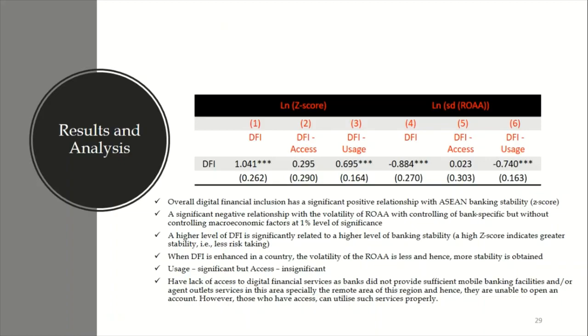So we see here that usage and overall digital financial inclusion are quite significant, whereas access is not significant for this region. It could be due to a lack of access to digital finance, as banks did not provide sufficient mobile banking facilities or agent outlet services, especially in the remote areas of these regions. Hence, they are unable to open an account, but those who have access can utilize the service properly.